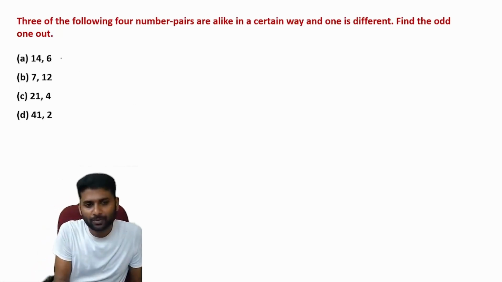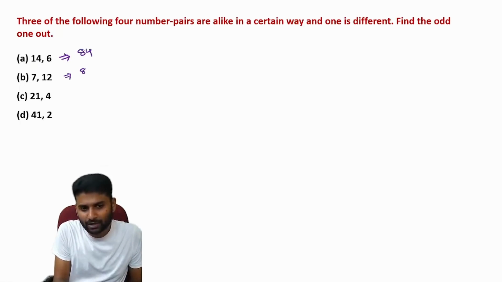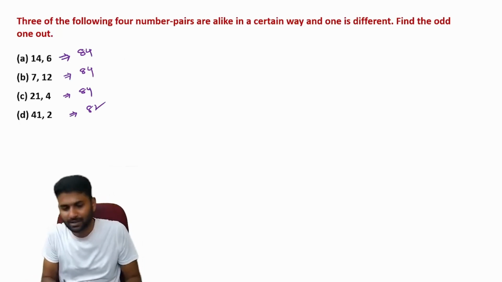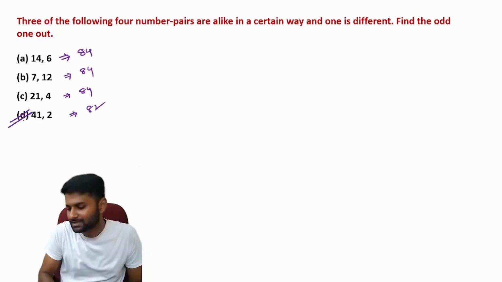Guys, if you go through the product, 6 multiplied by 14 is exactly equal to 84, right? 7 into 12, the product value is 84. 21 into 4 is 84. 41 into 2 is equal to 82. If you observe the product, except option D, the result is 84. That's why I choose D as the odd one, not suitable.